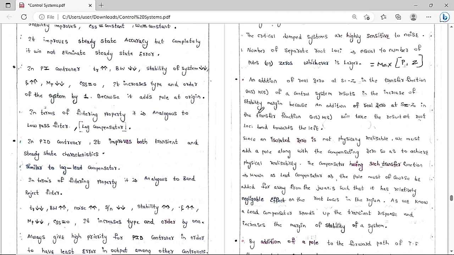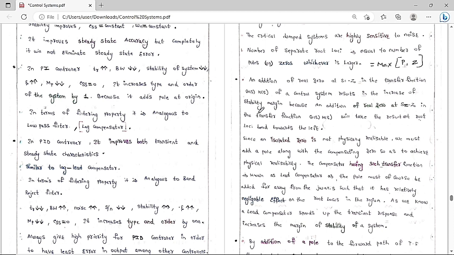With the help of this, we bring the root locus into the left half of the s plane. Therefore the system will be very stable. So finally, as I already told you, the lead compensator is going to speed up the transient response, and it is also going to increase the margin of stability of a system. Stability increases because of the lead compensator, because whenever you add zeros, definitely the stability is going to increase. I have told you this many times.